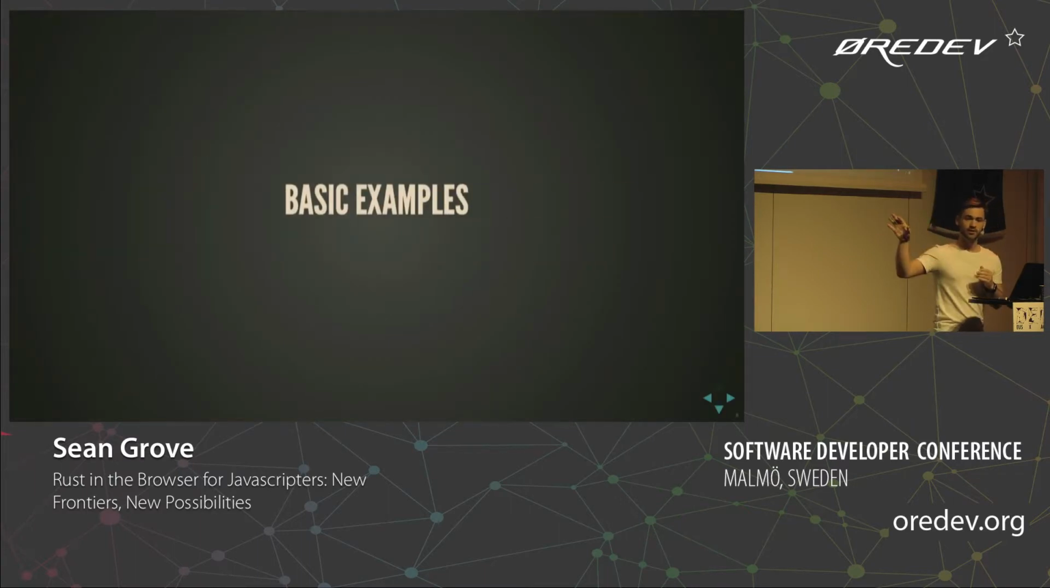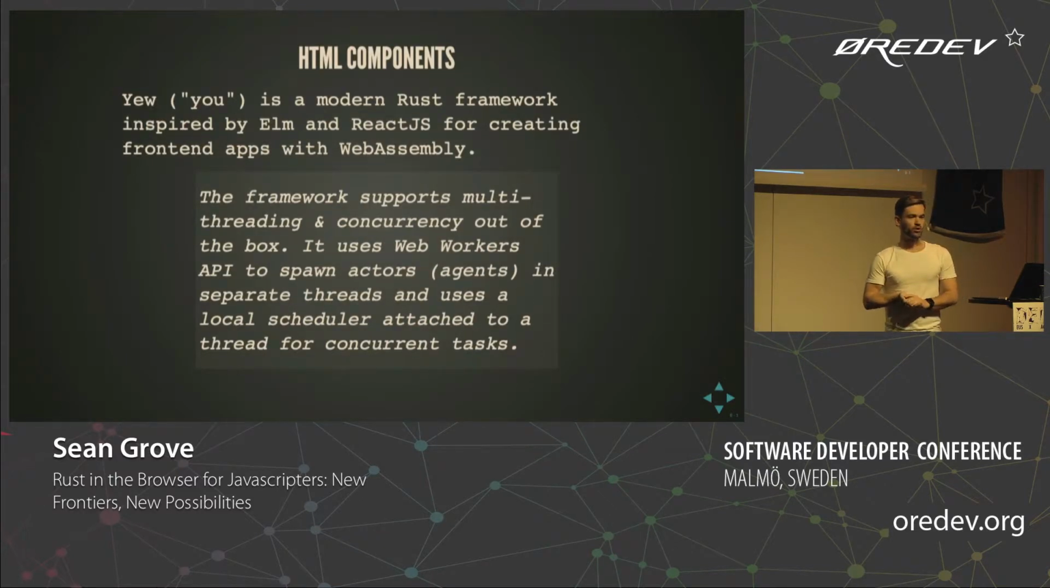So I'm going to show a few basic examples of what this actually looks like on the Rust side of things. There is a framework called Yew. This is one of the more extreme examples. Yew is inspired by React and Elm, and it's meant to be able to build entire front-end applications in Rust. It wants to take advantage of the correctness and the performance of Rust, so it does things automatically, like supporting concurrency. It does concurrency across web workers in a really impressive way.